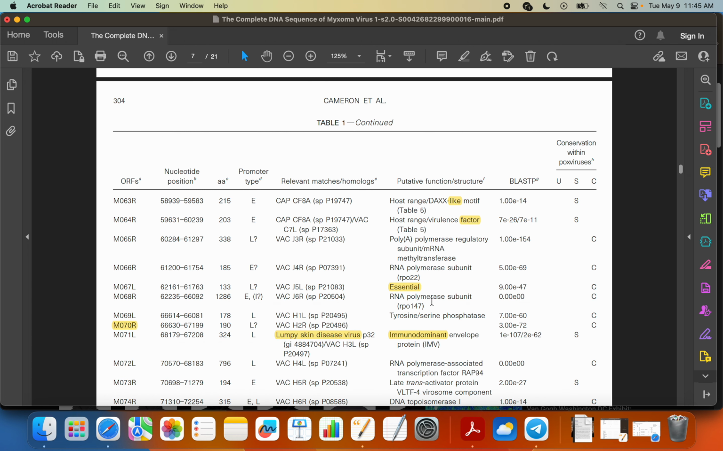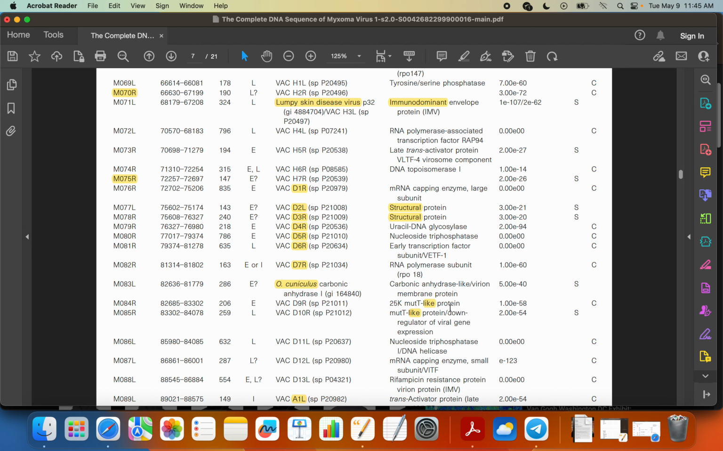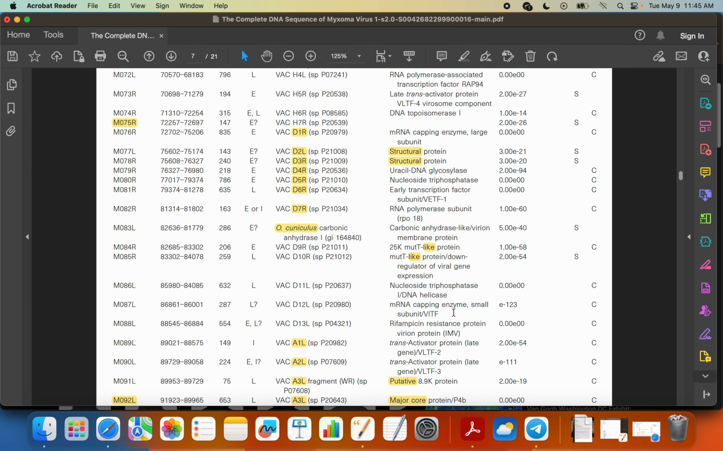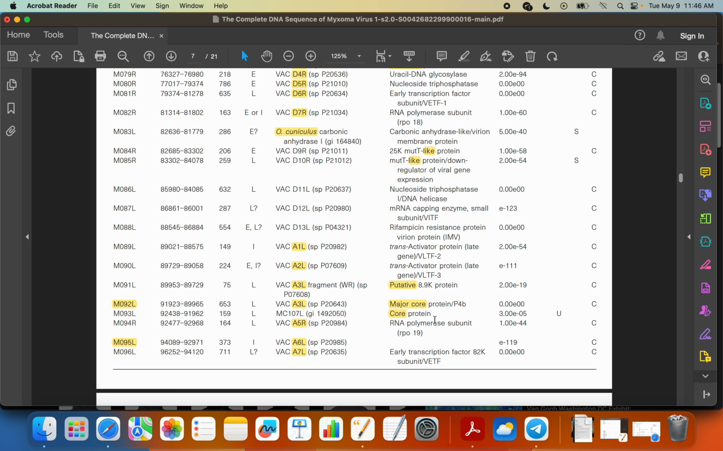See, it's essential. It's immunodominant. What the hell does that mean? It's a structural protein. Wow, this is very specific, right? 25K, whatever this is, like protein. So this protein looks like some other protein. Well, yeah, I mean, you can have all kinds of numbers, and then something's going to be similar to a number somewhere. It's putative. Oh, wow, it's a putative protein that's 9,000, whatever base pairs long, or whatever this K means.